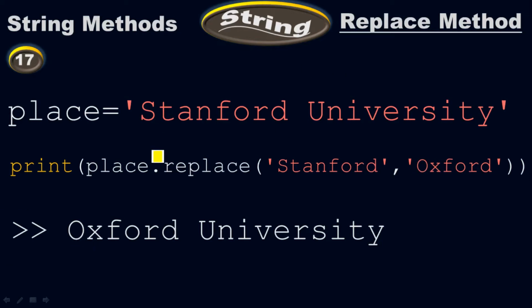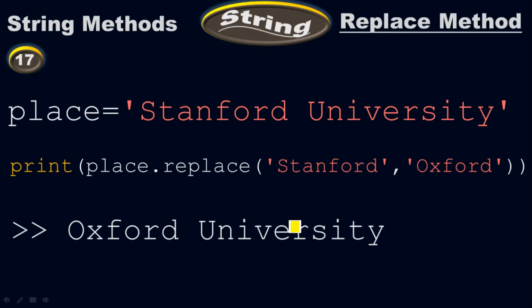So by running the program, in the output you will get Oxford University instead of Stanford University, because we have replaced Stanford by Oxford. That's what we do in the replace method. We replace something by another. If you want to replace University with College, you have to put University here, then comma, College. In the output you will get Stanford College.